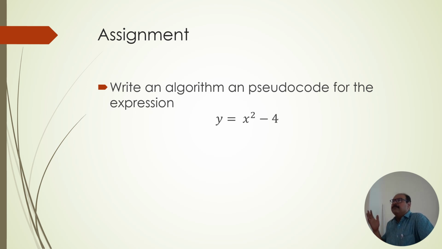So next is an assignment. Write an algorithm, and sorry, there is an 'and' here. It's a printing mistake. And a pseudocode for the expression y is equal to x square minus 4. Write an algorithm and a pseudocode for the expression y is equal to x square minus 4.